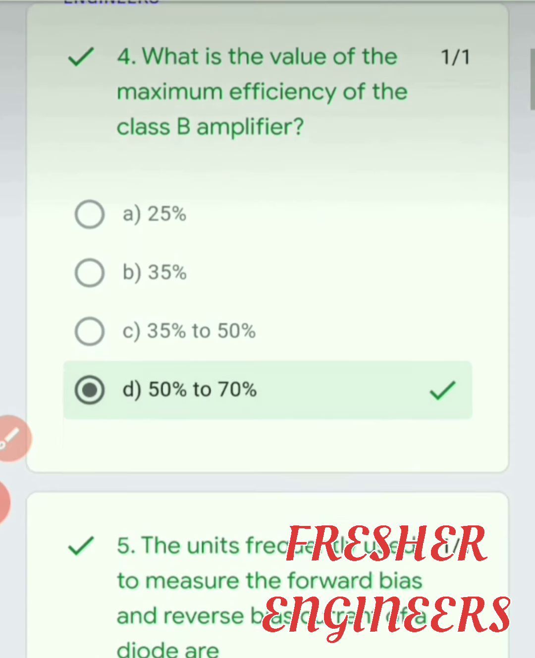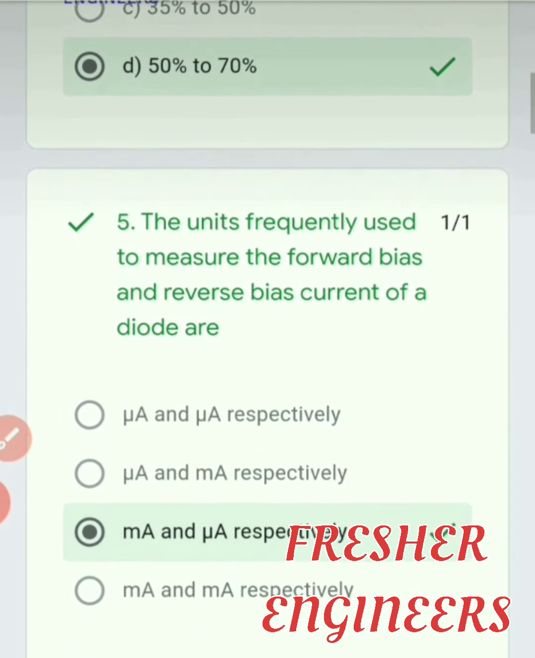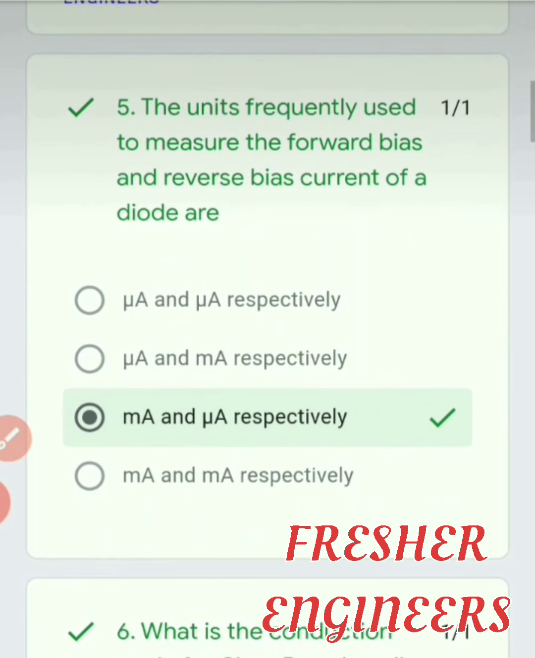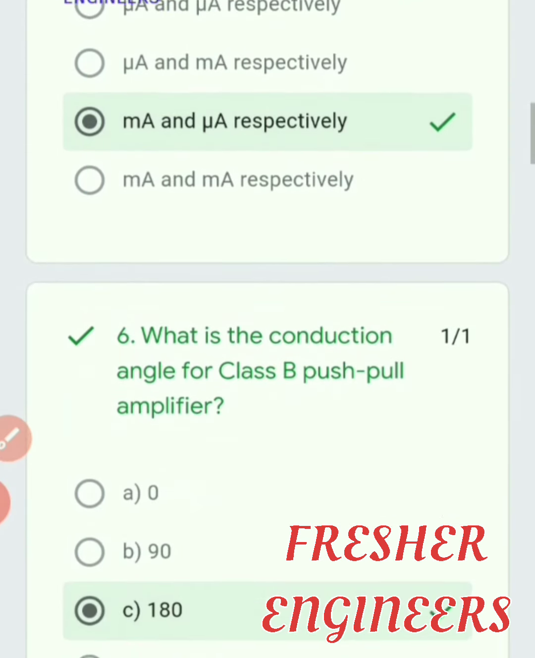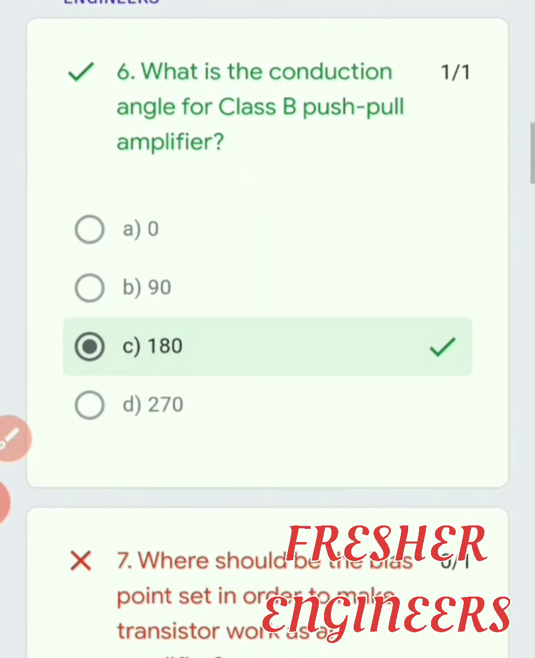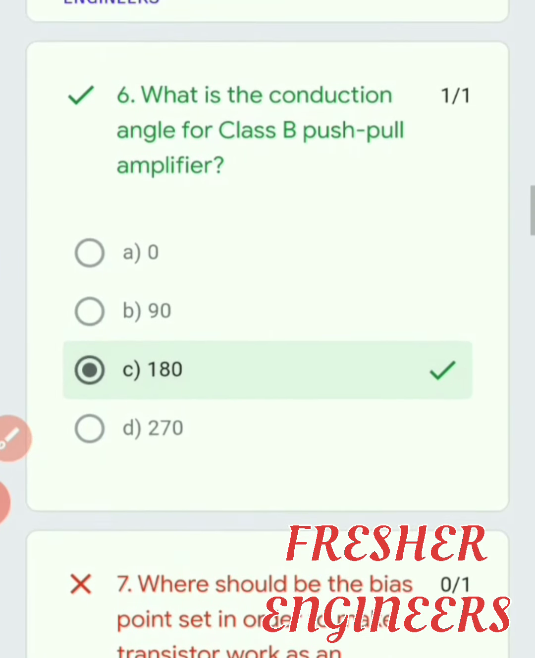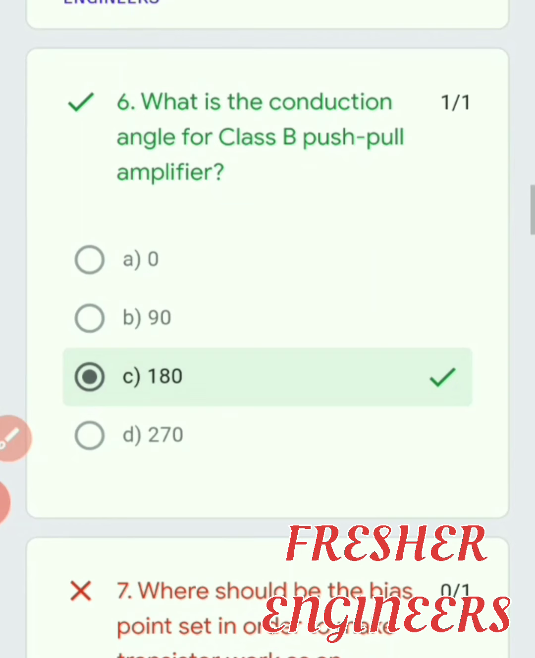The units frequently used to measure the forward bias and reverse bias current of a diode are milliampere and microampere respectively. Hence the correct option is C. What is the conduction angle for class B push-pull amplifier, which is equal to 180? Hence the correct option is C.